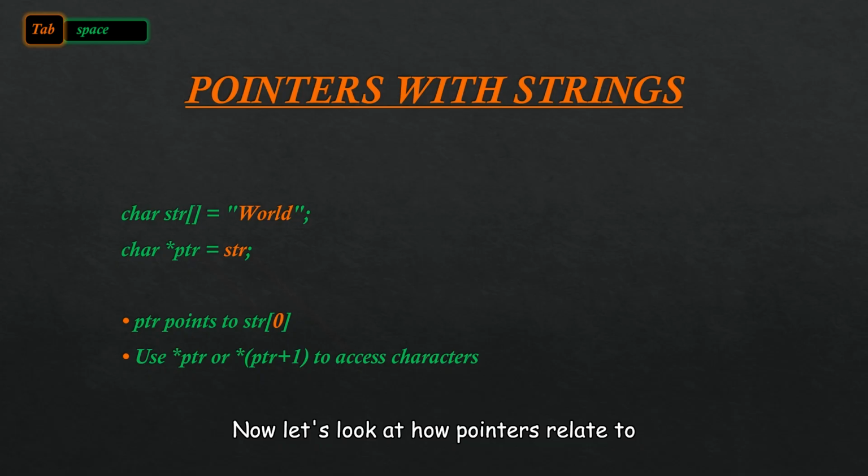Now let's look at how pointers relate to character arrays. When we assign a character array like str assigned "word", we can then point to it using a character pointer such as char star ptr assigned str. This pointer now holds the memory address of the first character, w in this case. Using pointer dereferencing, we can access each character. Star ptr gives us w, star ptr plus 1 gives us o, and so on. This is a powerful technique that allows us to move through a string character by character using pointer arithmetic without relying on array indexing.